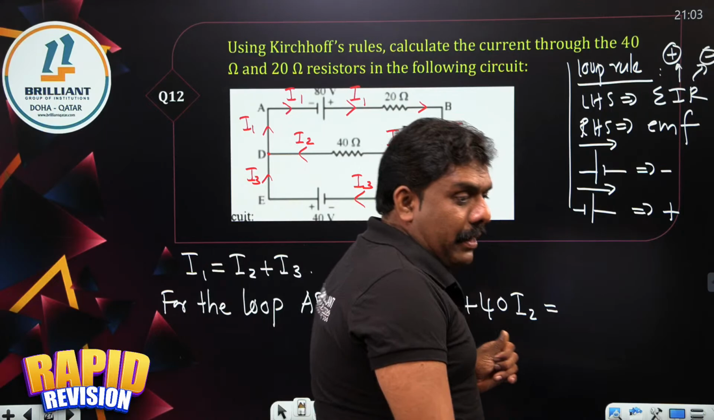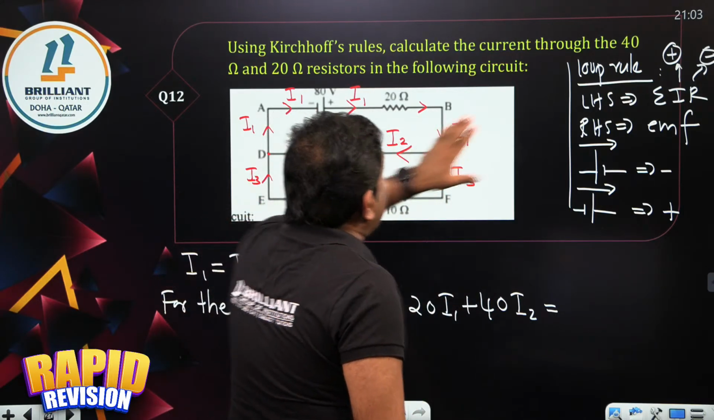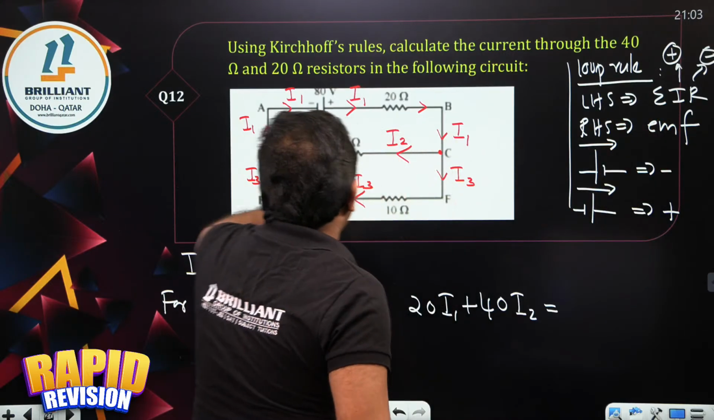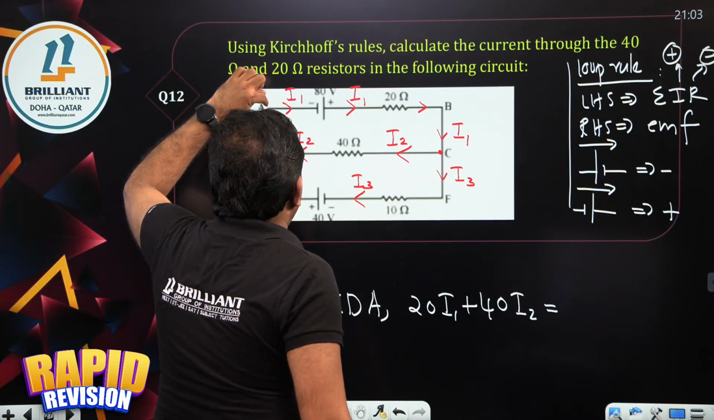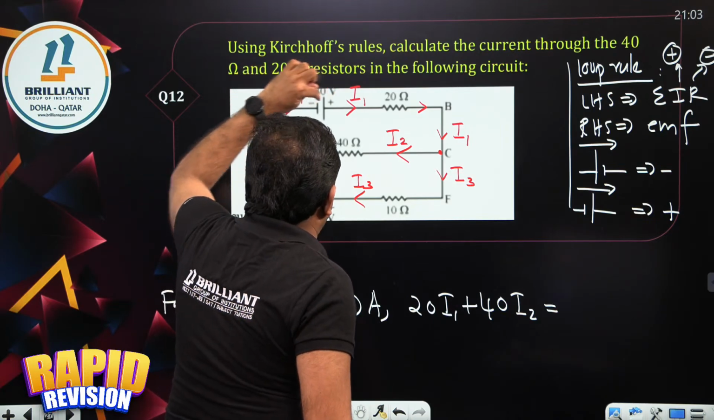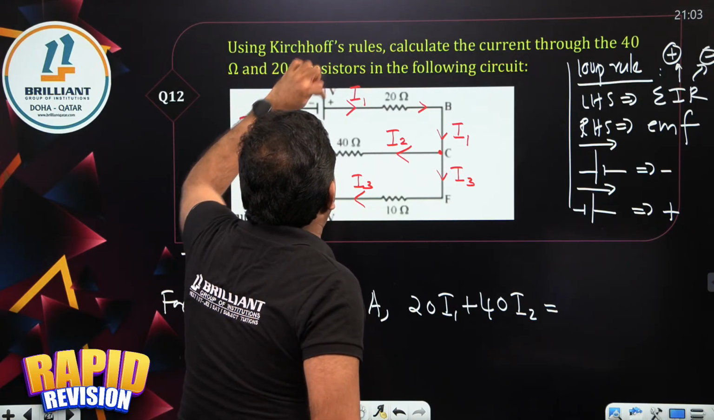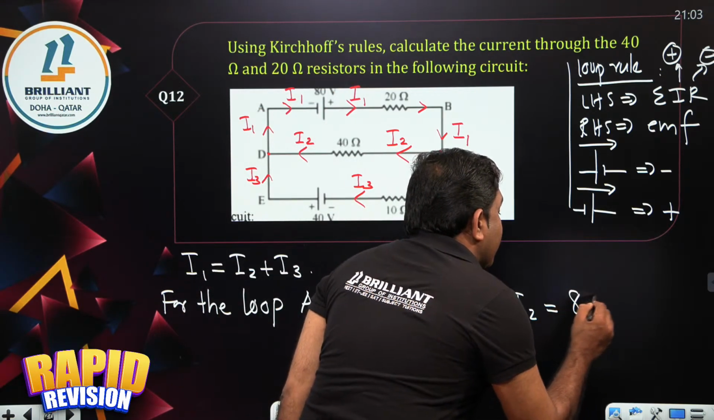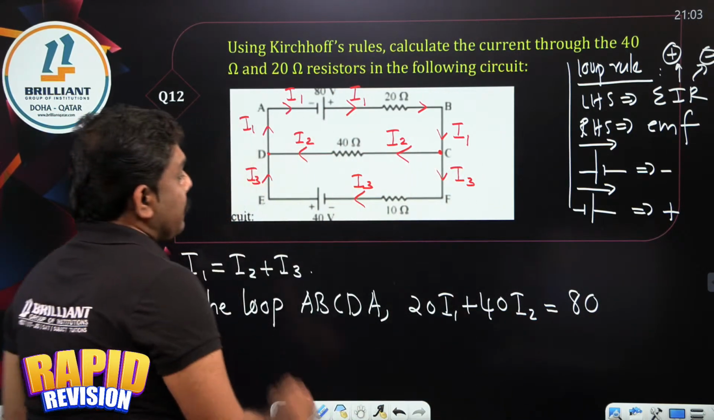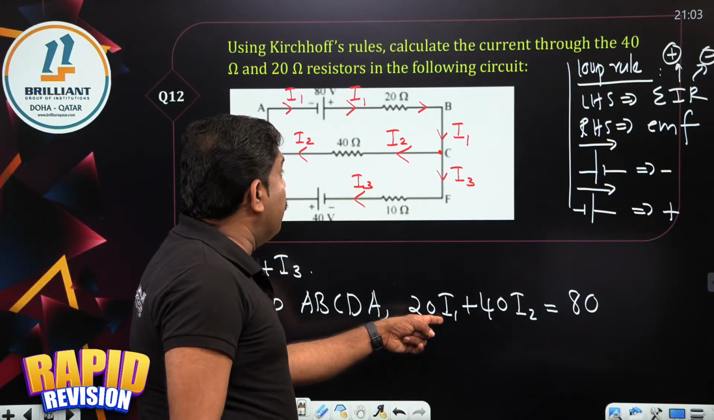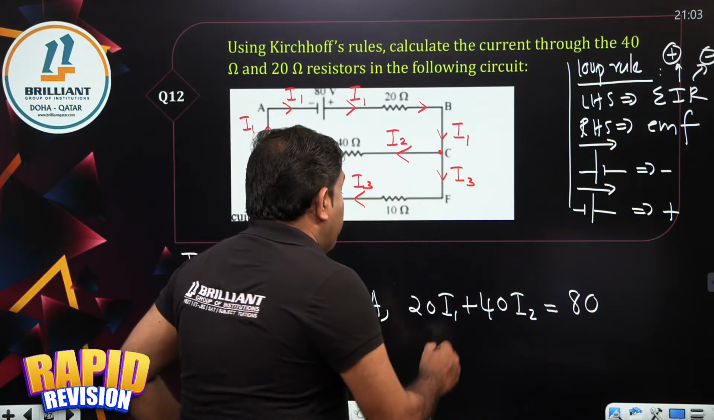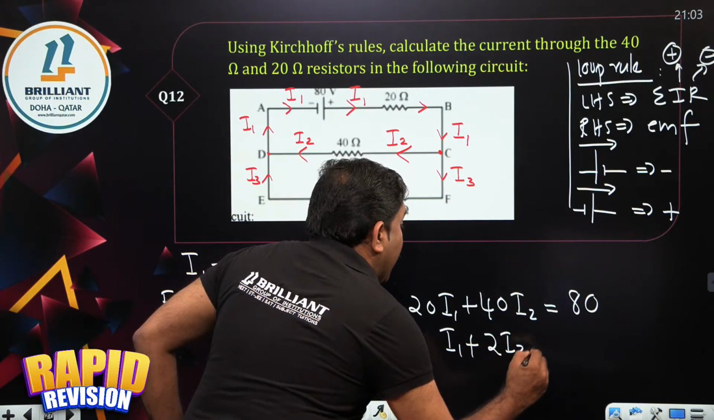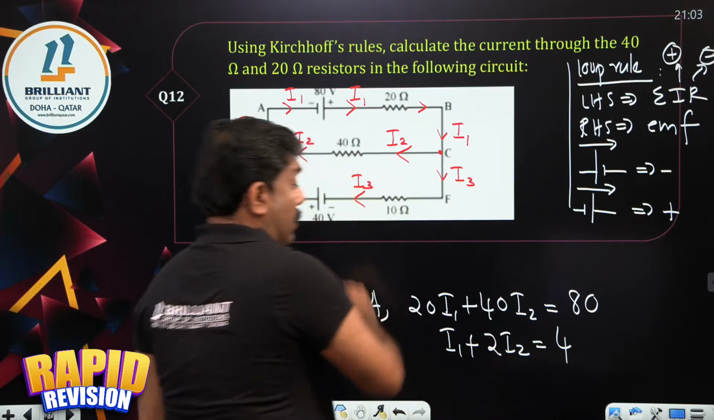Now what I'm saying means, we are considering the right side. Right side is EMF. So I'm moving from A to B, from minus to plus. Minus to plus, so it will be plus 80. Now I can rewrite. I can divide by 20 first. So I1 plus 2I2 is equal to 4.